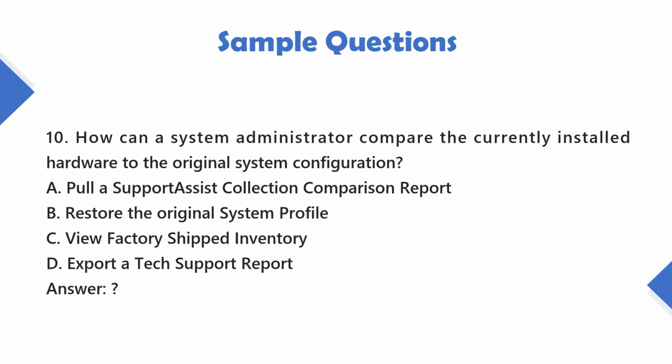10. How can a system administrator compare the currently installed hardware to the original system configuration? A. Pull a SupportAssist Collection Comparison Report. B. Restore the original system profile. C. View factory shipped inventory. D. Export a tech support report.